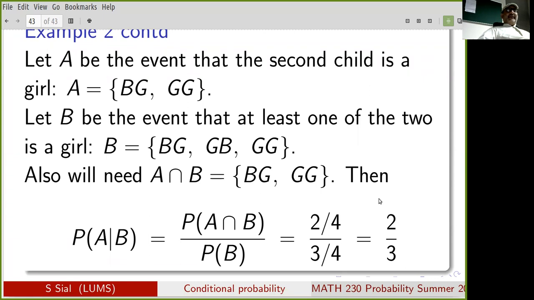So in the next session, we will continue to look at conditional probability.